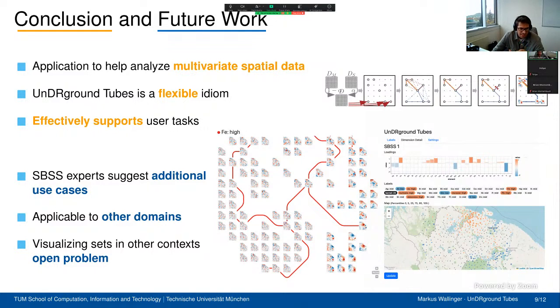Our geospatial experts suggested additional use cases that would require additional views in our interface. Of course, applying it to a different domain. One example would be we could map patients to the two-dimensional space by their vitals, and then maybe use the symptoms of illnesses as the set labels. And lastly, visualizing sets in other contexts. For us, it was the spatial context, but it is still considered an open problem in the research community.